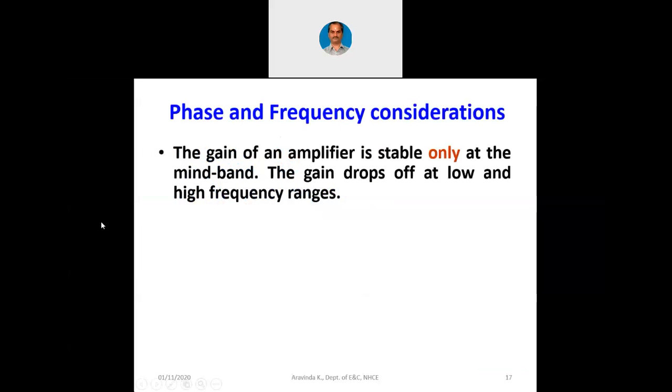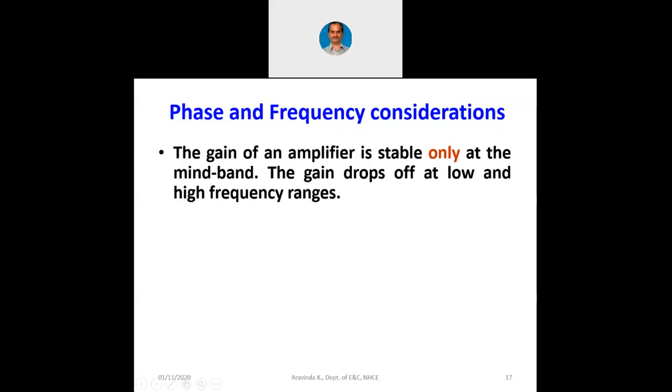Today we will see the last point in the negative feedback concept, that is called phase and frequency considerations. You are already familiar with the frequency response of the amplifier, where you have seen there is a dip in the gain at the lower frequency side, and there is a dip in the gain at the higher frequency side. There is a maximum gain only at the mid band. You are already familiar with that particular frequency response, which we had discussed in detail in the third module itself. But till now we did not bother much about the phase response.